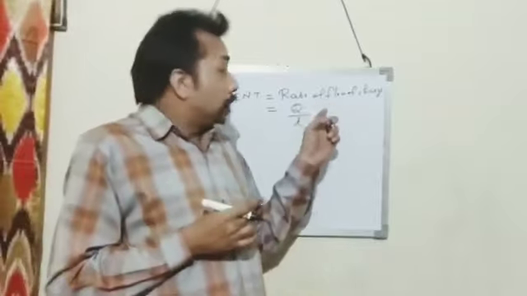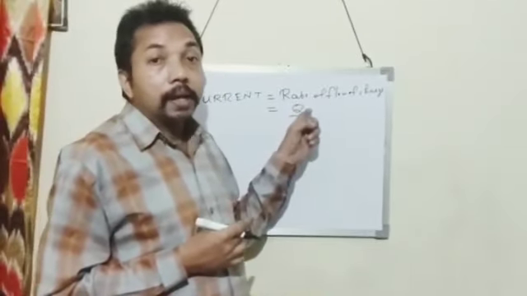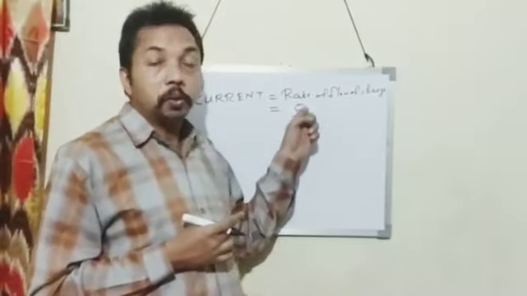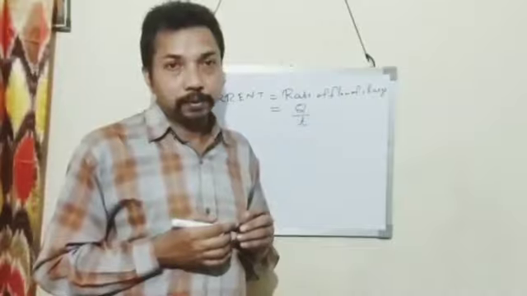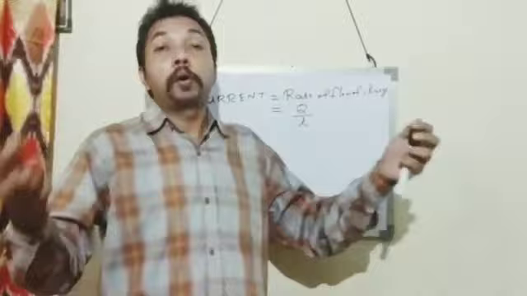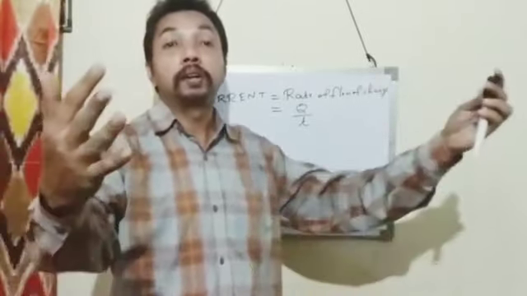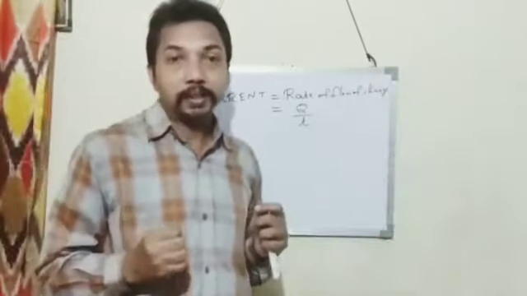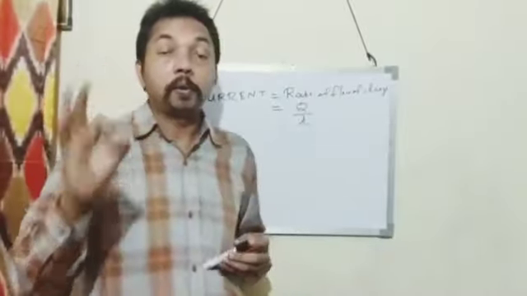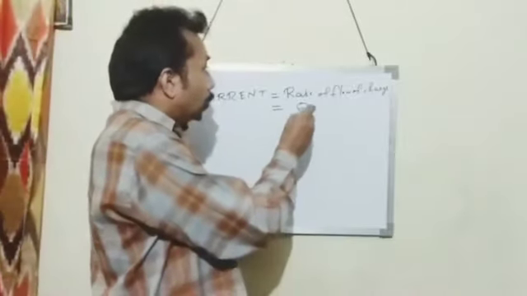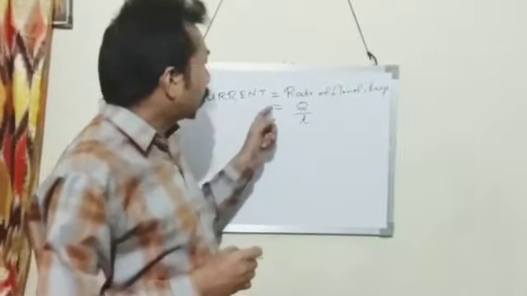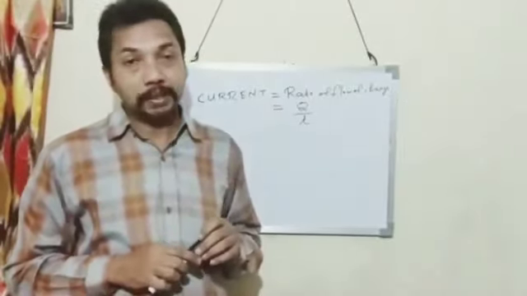So the charge is represented by the letter Q and time by T, then current is equal to Q upon T, charge upon time. So it is the rate of flow of charge, meaning how speedily the charge is moving, that is called current. So Q is the charge and T is the time taken. Then current is equal to Q upon T.